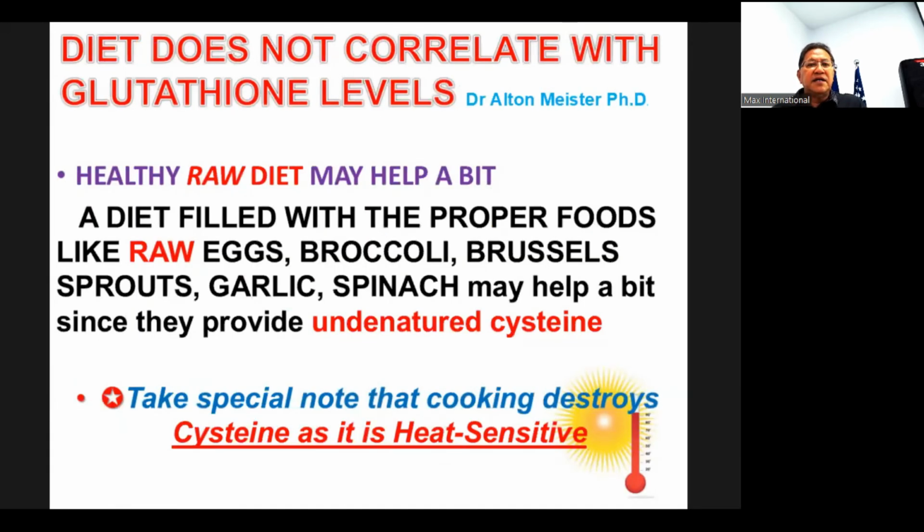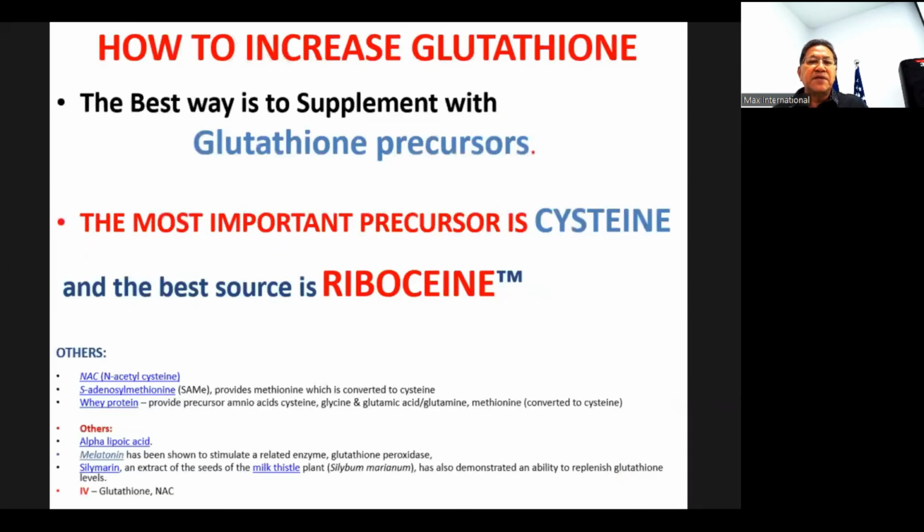Again, repeat, diet does not correlate with glutathione levels, even if you eat a healthy raw diet, because cysteine is fragile; therefore if it's raw, then it might still be intact. That means raw eggs, raw broccoli, raw Brussels sprouts, raw garlic, raw spinach may help a bit since they provide undenatured cysteine. But if you cook, then the cysteine becomes denatured. So the best way is to supplement with glutathione precursors, and here we're talking especially cysteine.